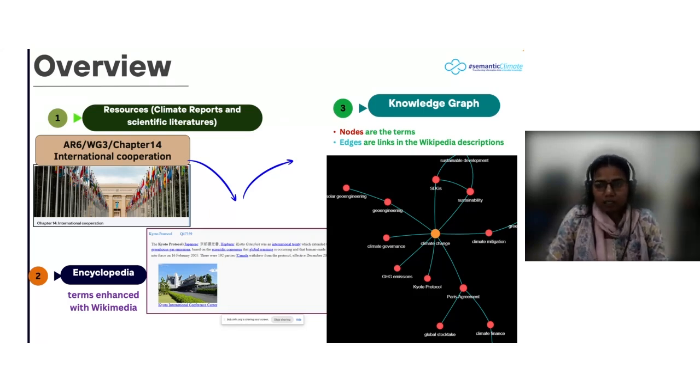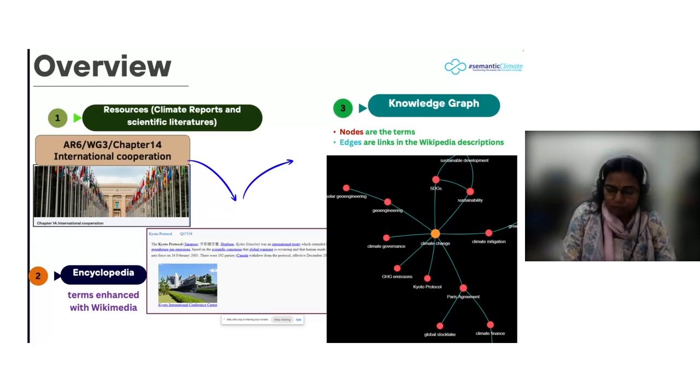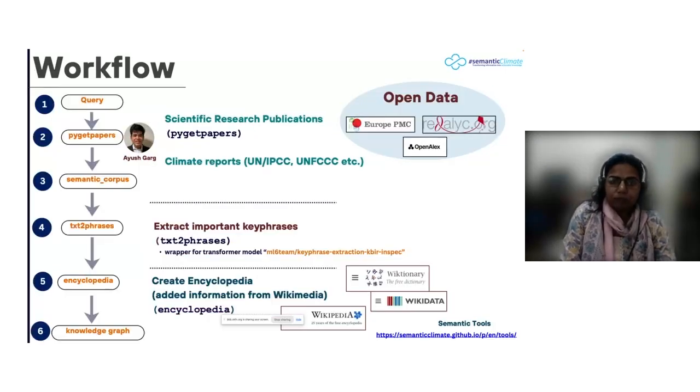We call it an encyclopedia because it has the figures and the descriptions from Wikimedia. And then we create the knowledge graph so that we can see which terms are related to which terms, how they are linked, so that school students or any high schoolers can understand. In this figure you can see climate change is related to many terms. So we can easily visualize the context of our chapter or reports.